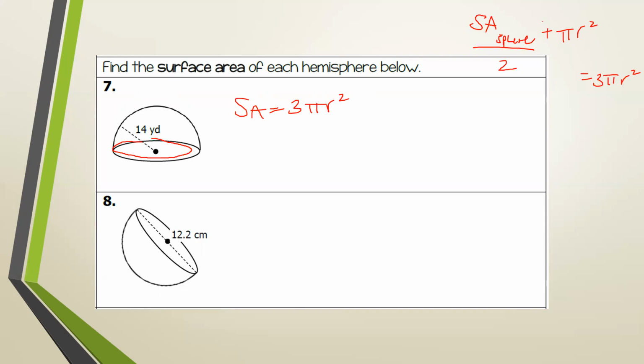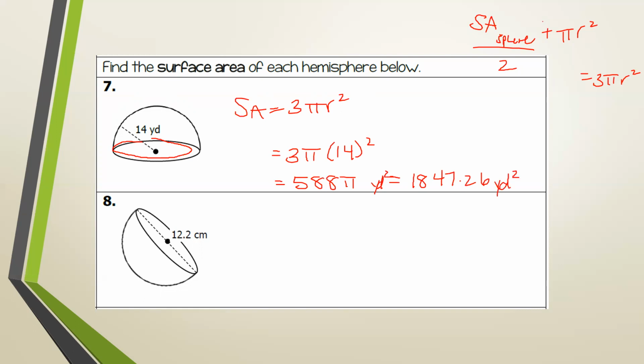Okay, so the radius here is 14. So we just have 3 pi times 14 squared. In terms of pi, that's 588 pi. Rounded to the nearest hundredth, 1,847.26. Units for both are yards squared.